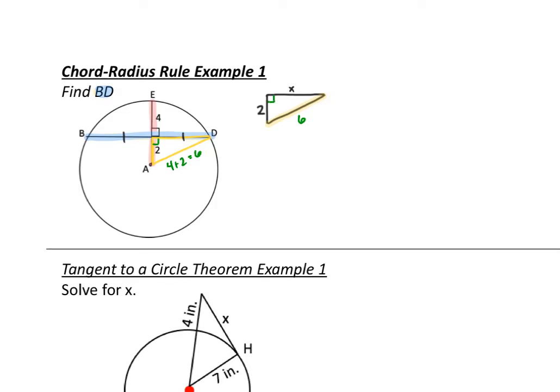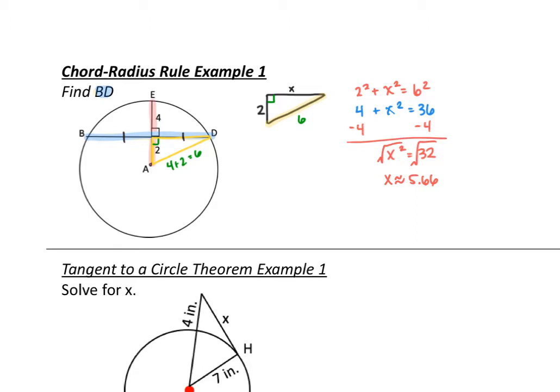Now I can use Pythagorean theorem to solve for my third side. So using Pythagorean theorem, it's going to be 2 squared plus x squared equals 6 squared. So 2 squared is 4. Then we have x squared, and then we have 6 squared, which is 36. So now to finish solving, we subtract 4 from both sides. So x squared is equal to 32. And then we take the square root of both sides. So x is about 5.66.